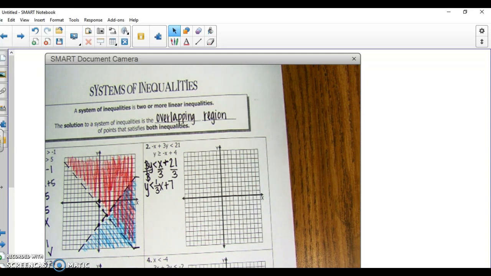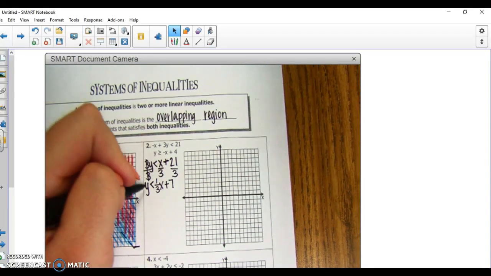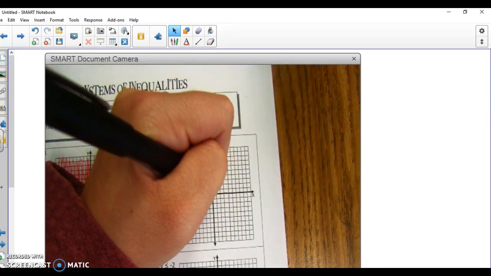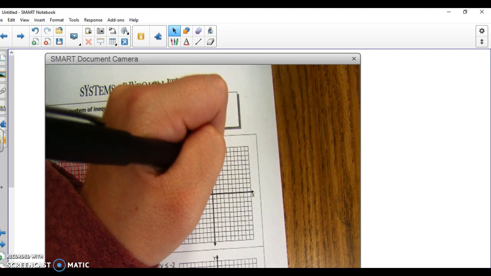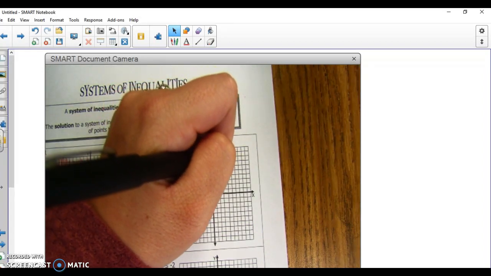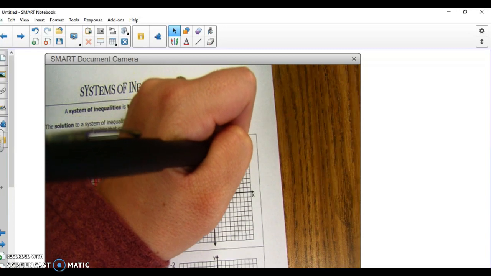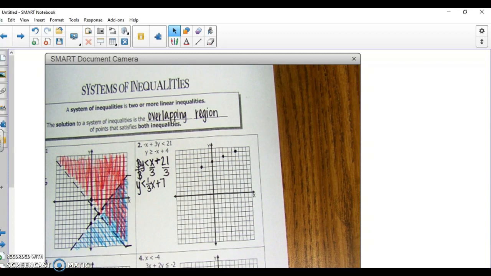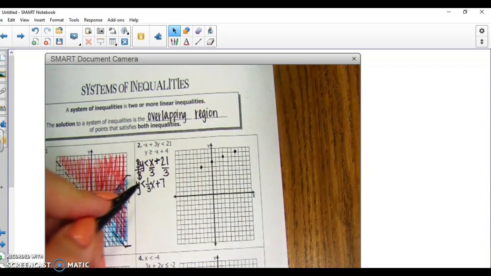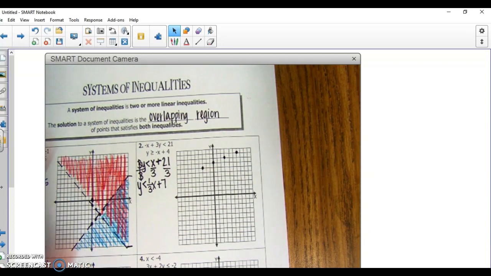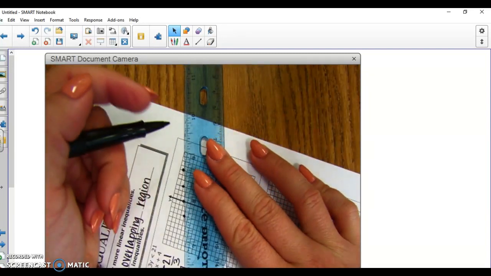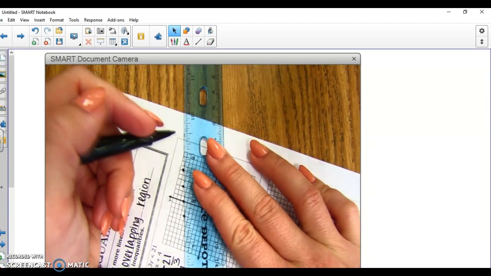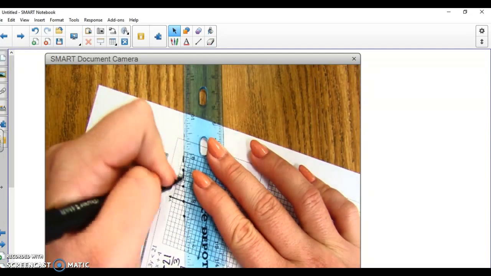All right, so when I graph my first equation, so I have y is less than 1/3 x plus 7. So I need to start at 7. I need to go up 1 and over 3. Okay, so I have some points there. So I have less than, so my line is going to be dashed. I'm just going to turn my paper so it's easier for me to make my line. So I have another dashed line.